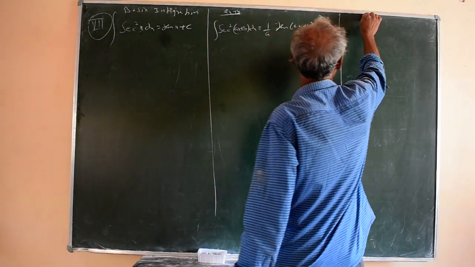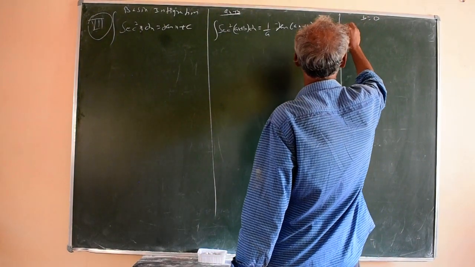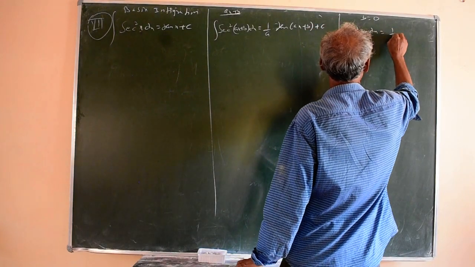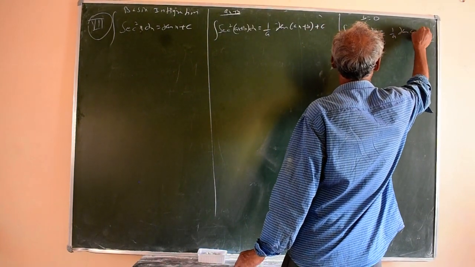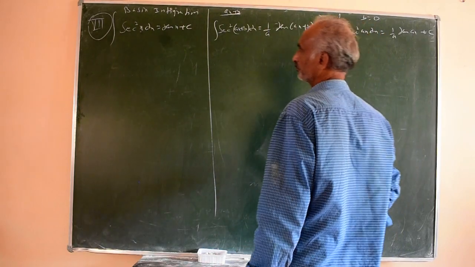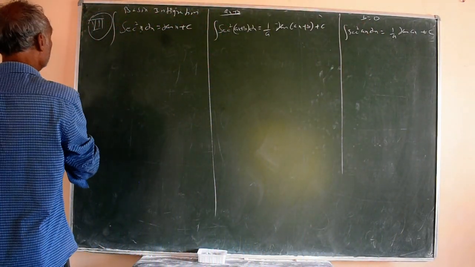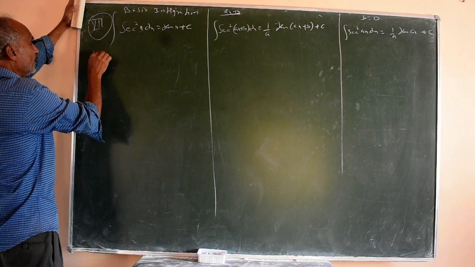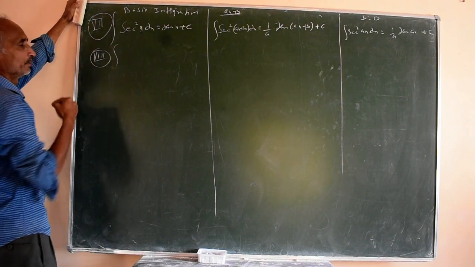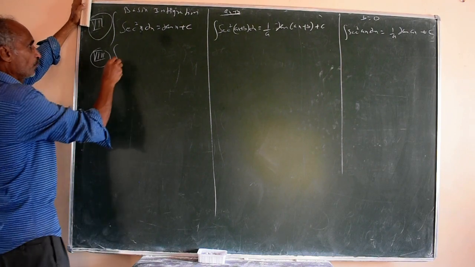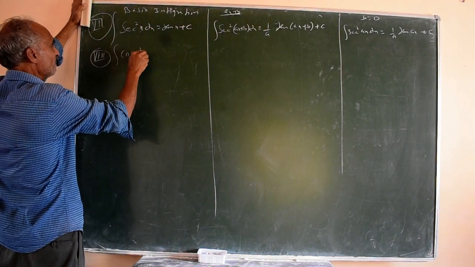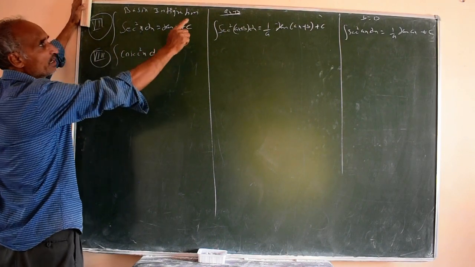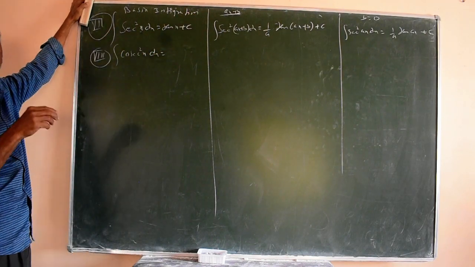If b is 0, then integration of sec square ax dx is equal to 1 by a tan of ax plus c. Is it the 6th one or the 7th one? No, 8th one. Okay, 8th one: integration of cosec square x dx. In ax plus b, if b is 0, only ax remains.